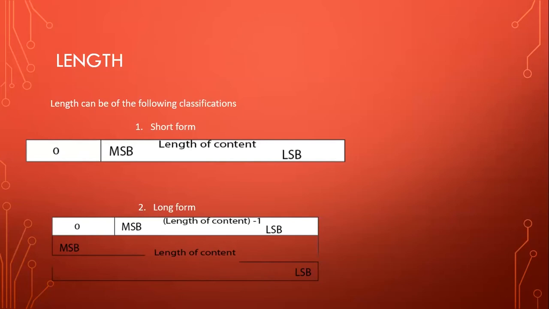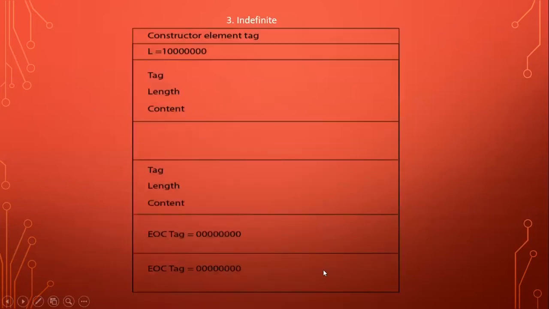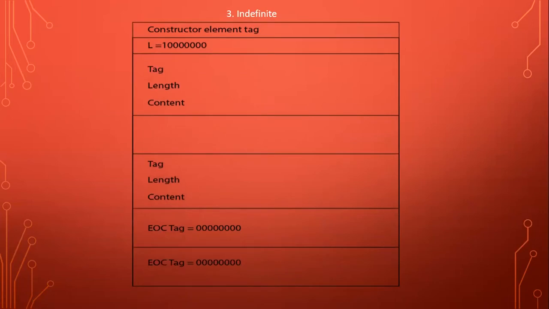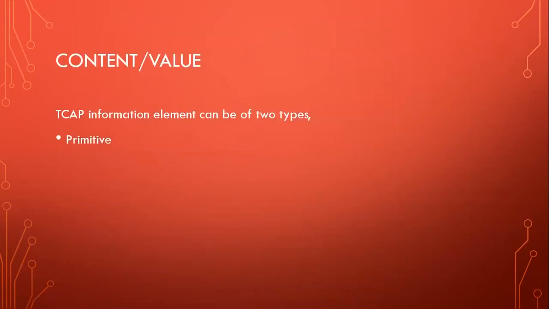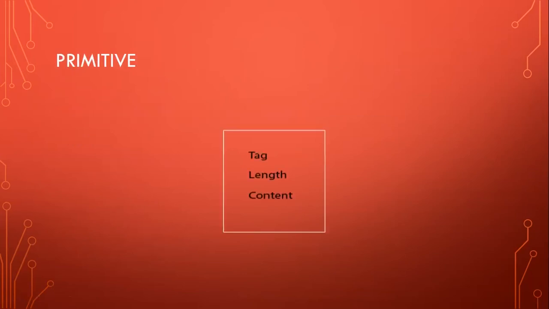That is why we see here you have a most significant bit, and here you have a least significant bit. Same applies to the indefinite form. It has multiple, if not two or more, multiple information elements that follows the same syntax, that is tag, length, and value or content. I think we have discussed about this primitive and constructor. So it's just a quick overview of this.